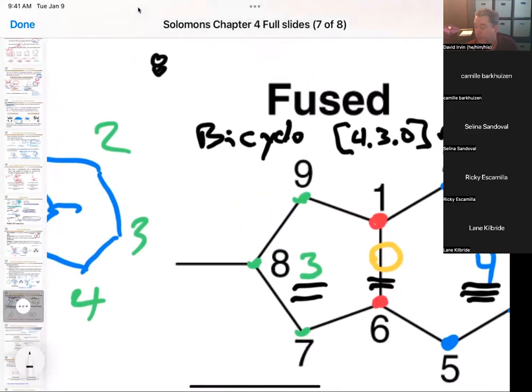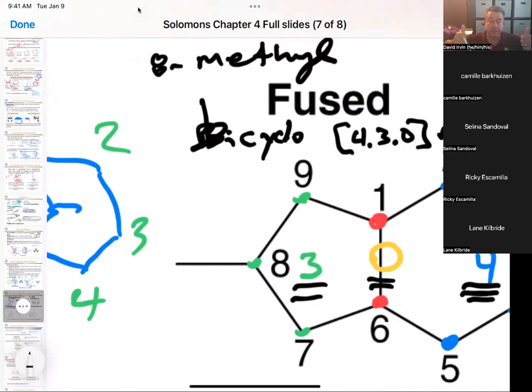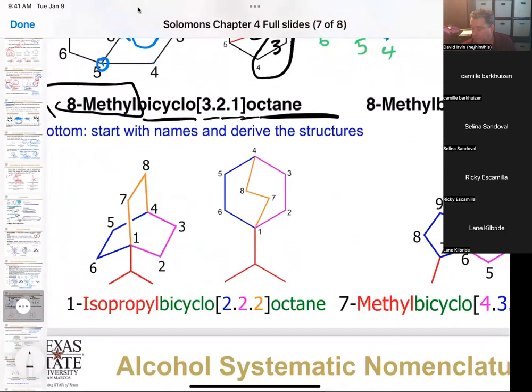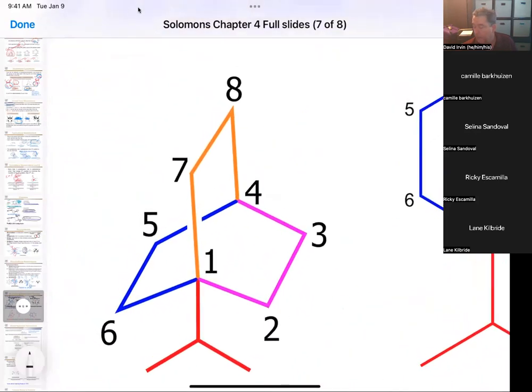So it's going to be 8-methylbicyclo. Again, no capital here, bicyclo, and it runs together. Bracket 4.3.0 bracket nonane. Okay, questions on that? All right, so let's do another one here. And let's do this one right here.